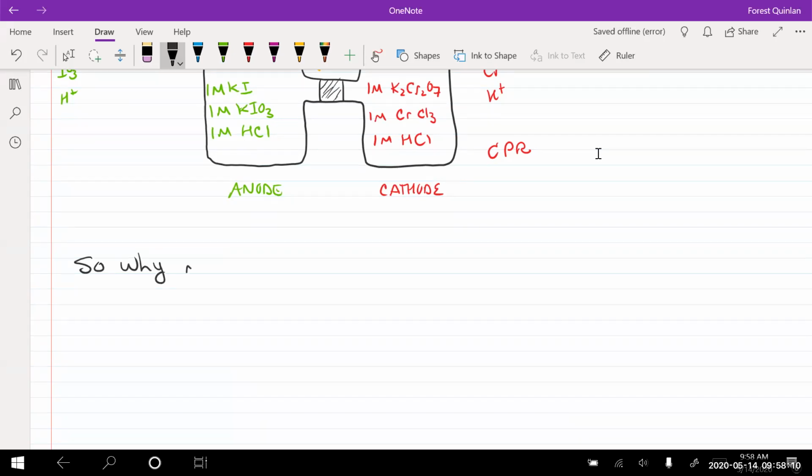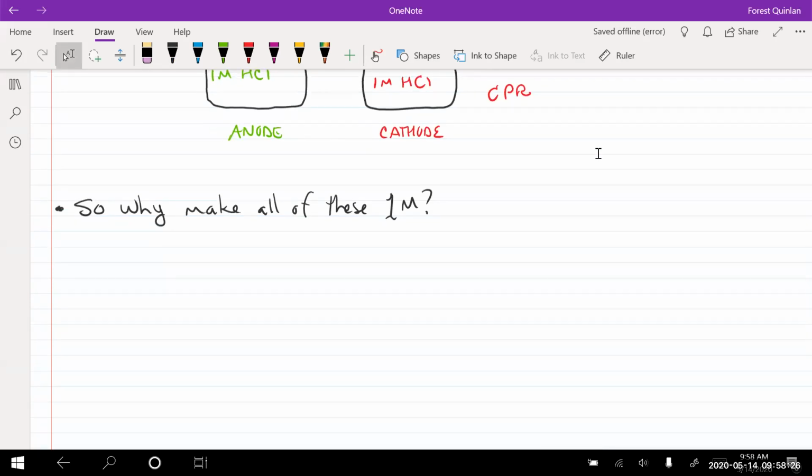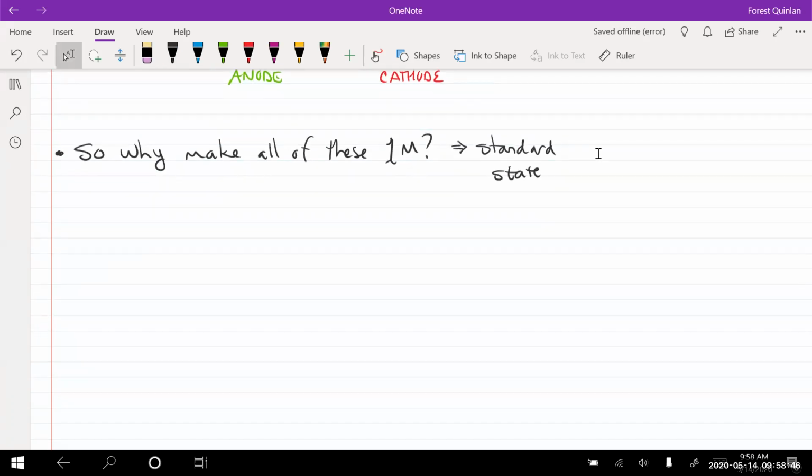So why make all of these 1 molar? Why am I making them 1 molar? So that they're equal to one another in similarity. I keep coming back to this guy, standard state. All of those E naughts and everything we've been doing, they've been standard state conditions.